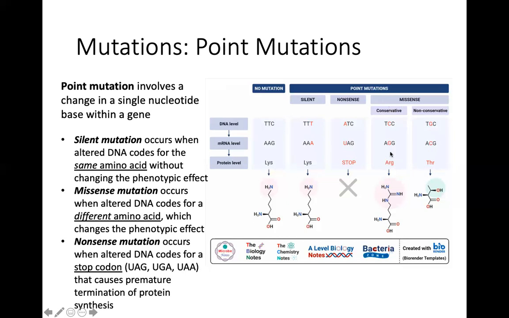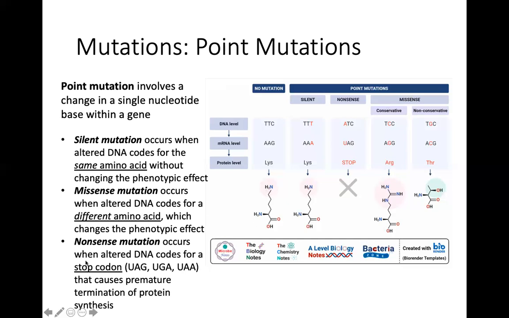Pag sinabi natin conservative missense mutation, ibig sabihin yung napoproduce na ibang amino acid is structurally halos similar. Nakita nyo? Halos similar, no? While non-conservative, as in iba talaga na structure. So that is missense mutation. Ibig sabihin, iba yung amino acid na produce, therefore meron tayong phenotypic effect or observable changes na nakita sa isang katawan or isang tao.